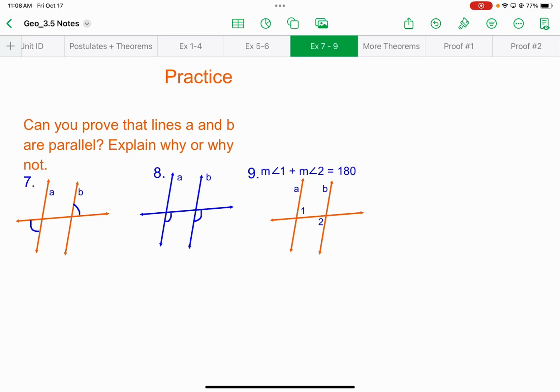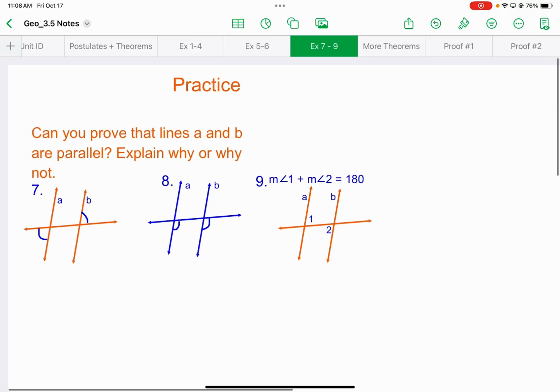Alternate interior should be what? Yes, but are they saying they're congruent in that statement they gave you? No. So because of that, we can't prove lines are parallel. No, you would say cannot prove lines parallel. Julia? Couldn't they be congruent and supplementary? Yes, but they would have to be what angle measure? 90. Right, and we don't necessarily know that they're 90. So that's why we can't conclude anything.